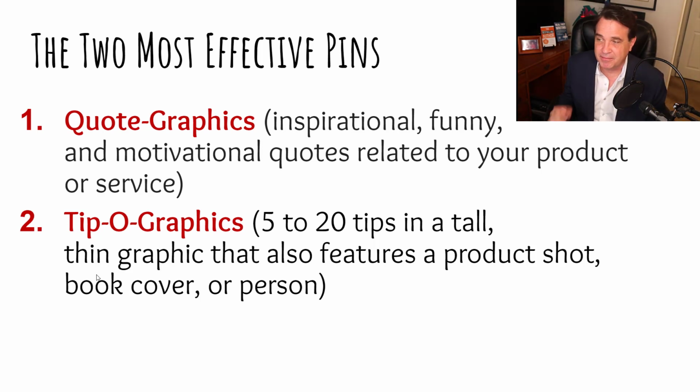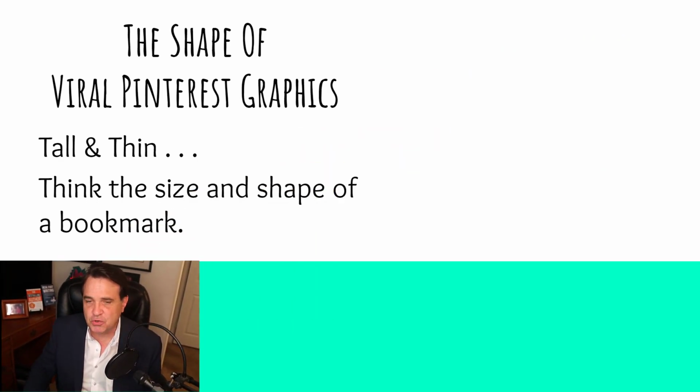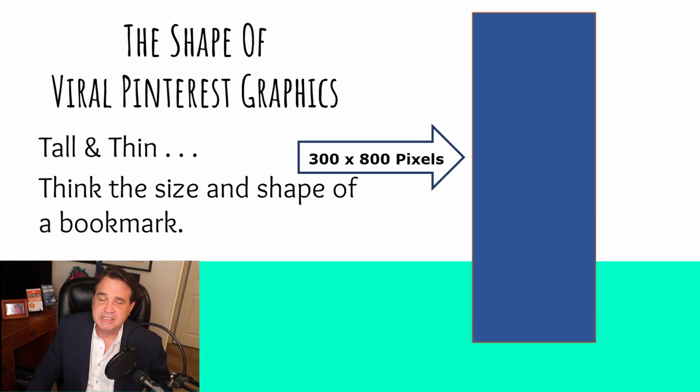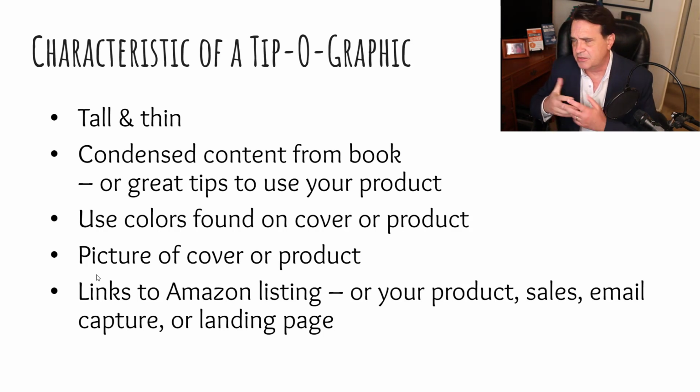These two, for the most part, at least that we have found in our own business. So let's jump into this and teach you what you should be doing when you're creating pins in this way. First off, let's talk about the shape of a viral Pinterest graphic. They are tall and thin, and I want you to think of the size and shape of a bookmark, essentially. When I sit down to make a pin, generally I'm making a pin that's 300 by 800 pixels, bookmark shape, right? And the characteristic of a typographic here is, again, they're tall and thin like this.